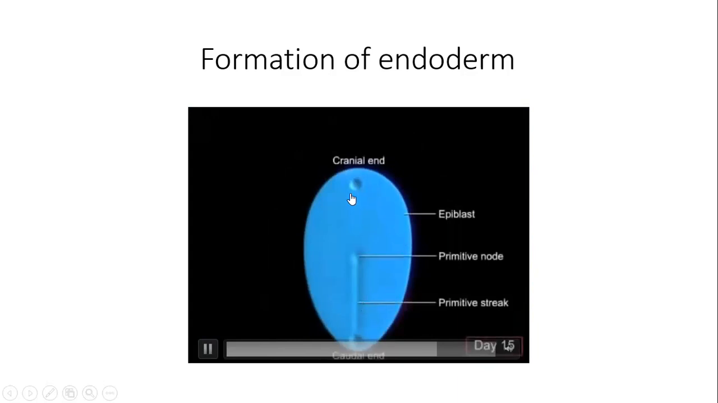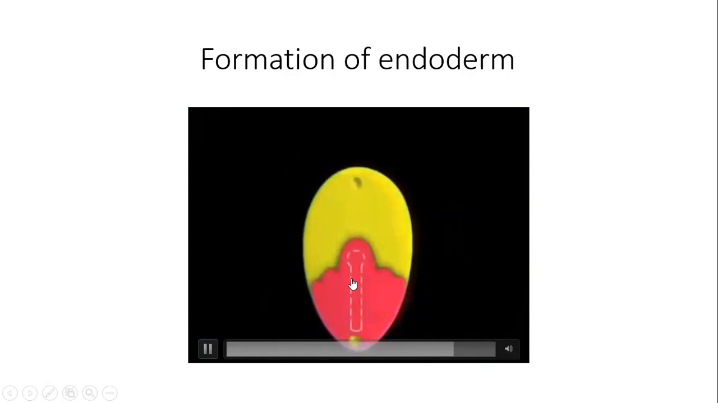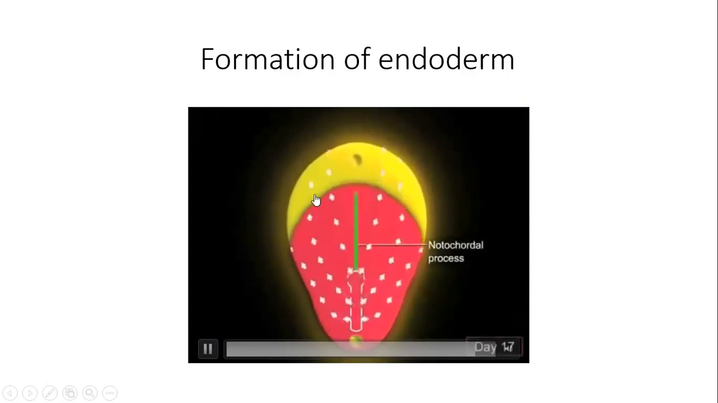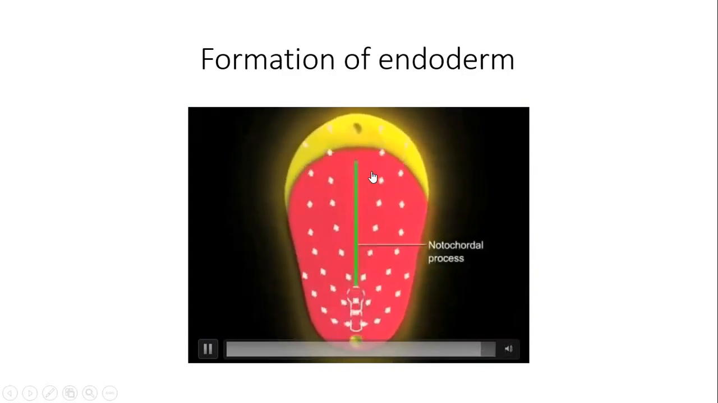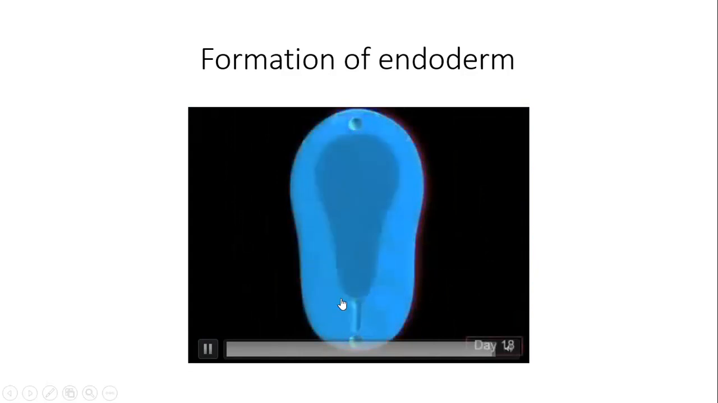The outermost layer, the epiblast, will organize itself into the ectoderm. So now there will be expansion of the mesoderm. Initially it was just between the two, then it will expand to cover the whole of the embryo. It will cover the amniotic cavity outside the epiblast, and it will cover the yolk sac cavity as well.